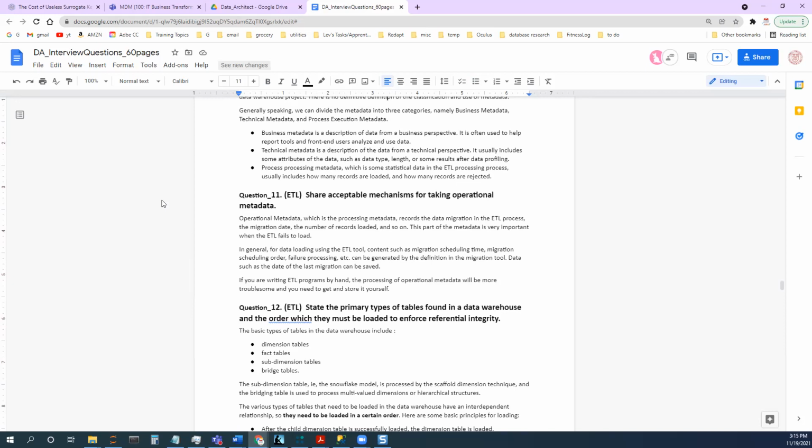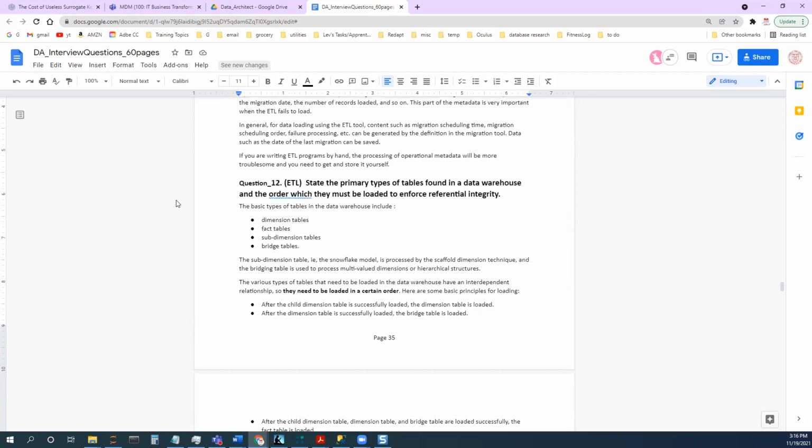In general, for data loading using the ETL tool, content such as migration scheduling time, migration scheduling order, and failure processing can be generated by the definition in the migration tool. Data such as the date of the last migration can be saved. If you're writing ETL programs by hand, the processing of operational metadata will be more troublesome and you need to get and store it yourself.